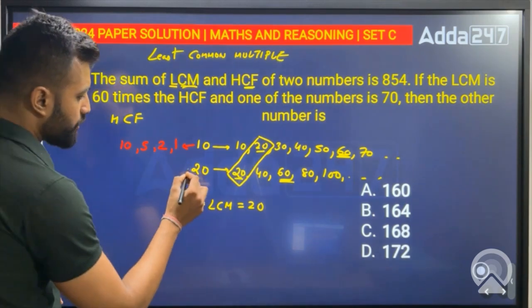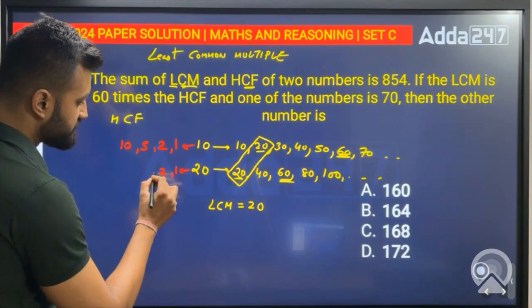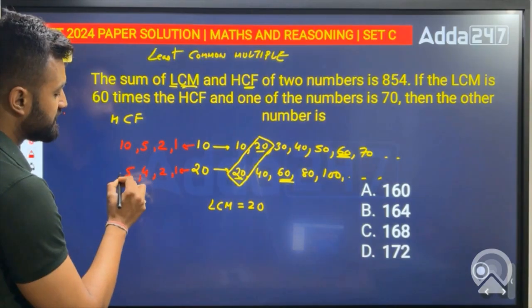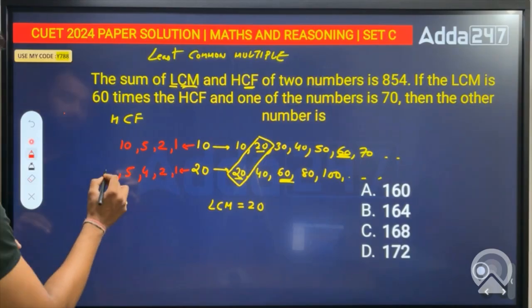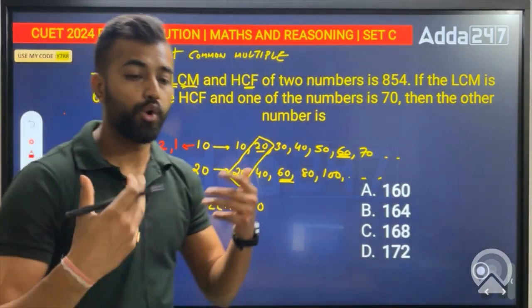So these are the numbers which can divide 10 totally. Similarly, what are the numbers which can divide 20? 1, yes. 2, yes. 3, no. 4, yes. 5, yes. And then 20. Or one more I left, 10. 10 is there and then 20 is there. Got it?